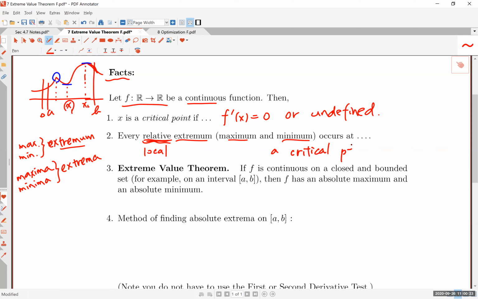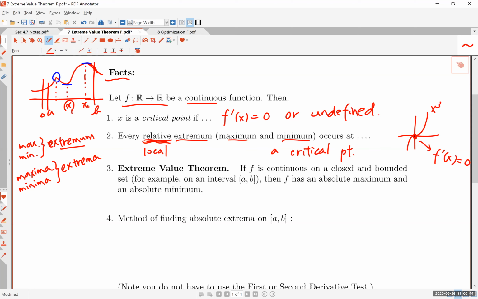Now, it's important for you to know that the converse does not happen. So in other words, not every critical point represents a point of maximum or minimum. Right? And so here's a classic example. If you have x cubed, there is a point. This is a critical point because the derivative is 0 at this point, but it's not.